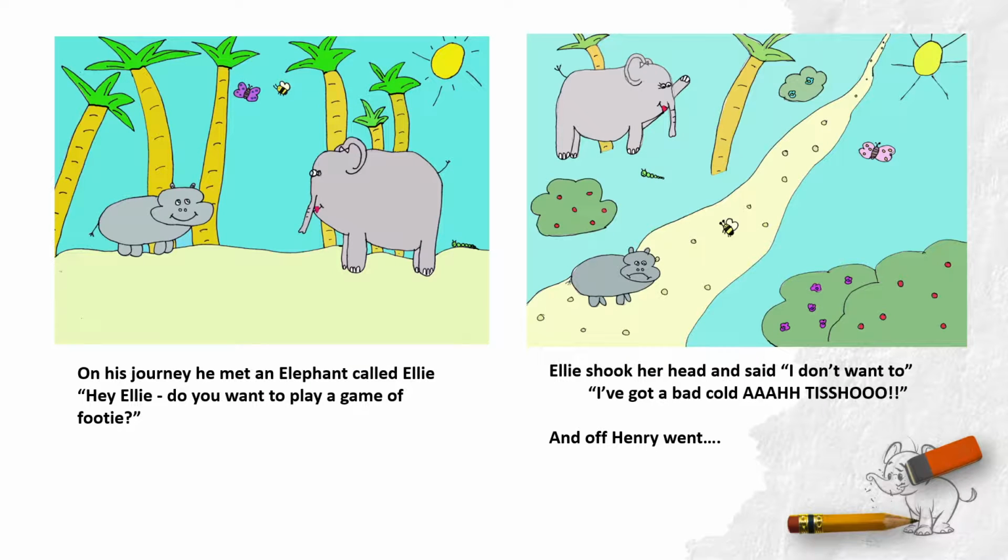On his journey, he met an elephant called Ellie. "Hey, Ellie, do you want to play a game of footy?" Ellie shook her head and said, "I don't want to. I've got a bad cold. Tissue." And off Henry went.